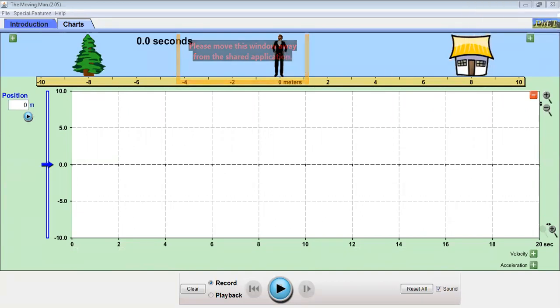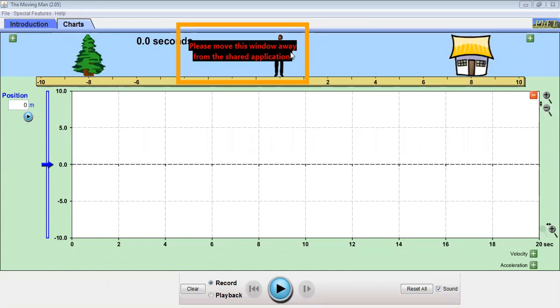And this is the position. So where he is right now, he is at 0 meters. So see, you'll find this pointer. This pointer is pointing the position of it. So this man is at 0 meters. Then this is 1, 2, 3, 4. So this is taken as positive and the opposite is taken as negative. See, this is -2, -4, -6, -8, -10.